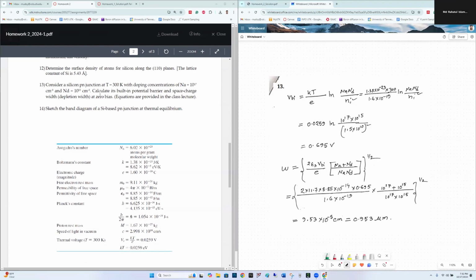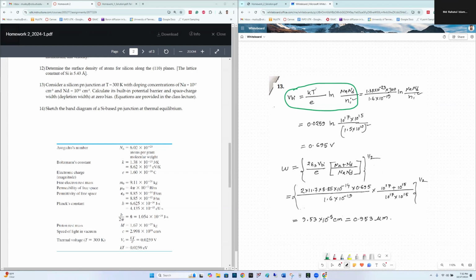So number 13, some dopant concentrations and temperatures are given. You have to calculate the built-in potential, I mean the potential barrier, which is called VBI, and the space charge width at zero bias. The space charge width is W. So we have to calculate VBI and W at zero bias. Here we have the formula for VBI. Everything is given straightforwardly.